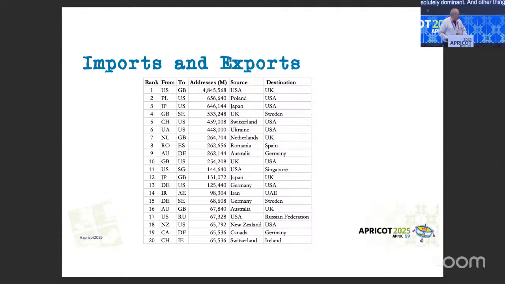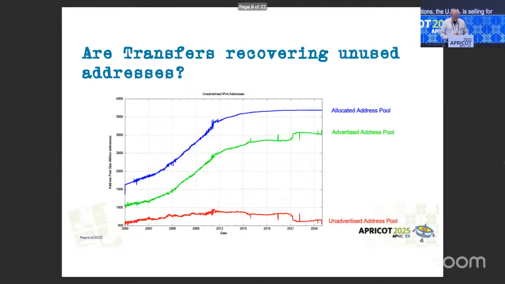Despite trade sanctions, the USA is still selling for Russia down there at number 17. Talk to me about trade sanctions. What do they mean? I don't know. The whole reason why we did transfers was that we couldn't supply you with addresses. We'd run out. And so what we'd really hoped was that those pool of unused addresses would actually enter the market. You'd monetize them and someone else can make use of them rather than sitting idle in some warehouse.